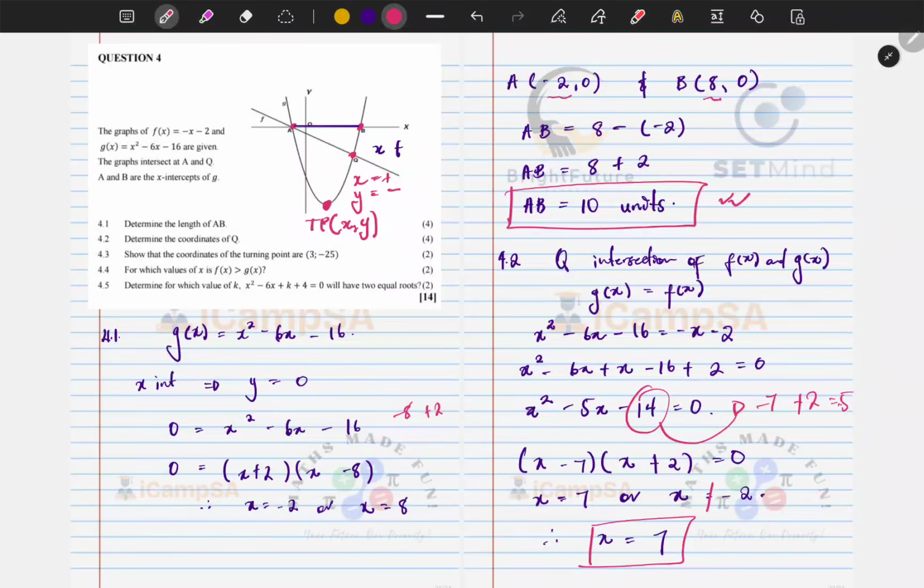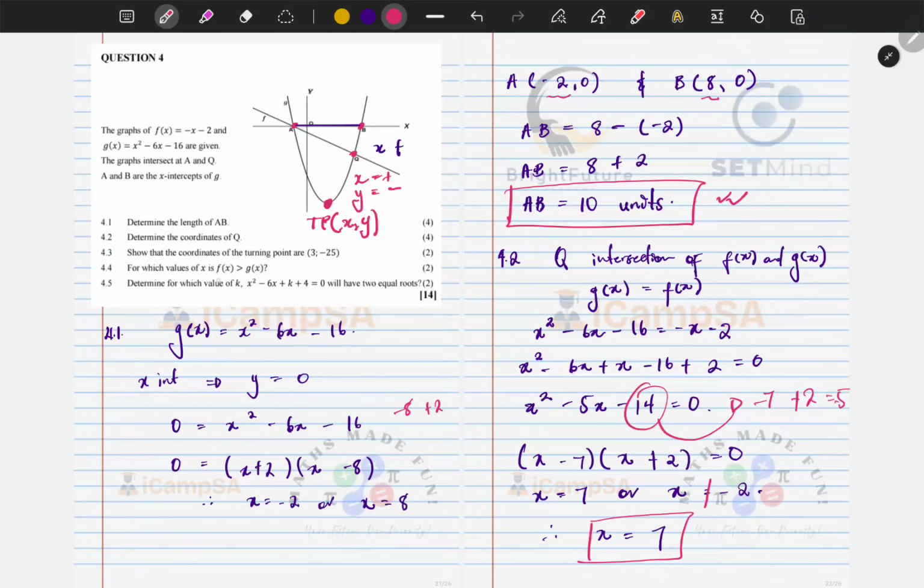So now let's look at question 4.4. We are going to look at where your F intersects your G. F and G intersect at both A and Q, and we already found the values of A and Q. Now we want the values of x for which F is greater than G. It's very simple, from inspection, all the values of x that are here will make f be greater than g.